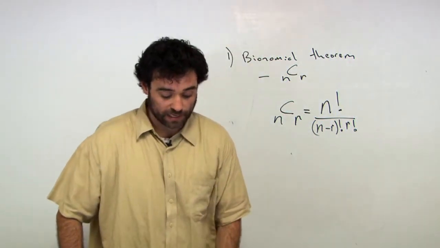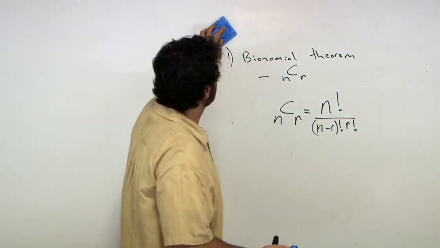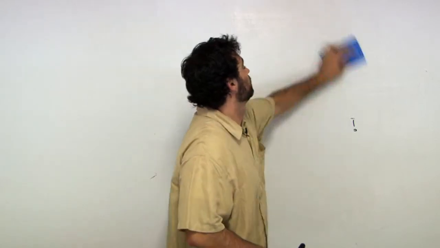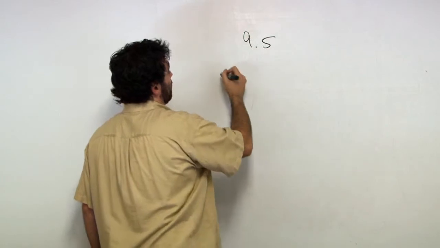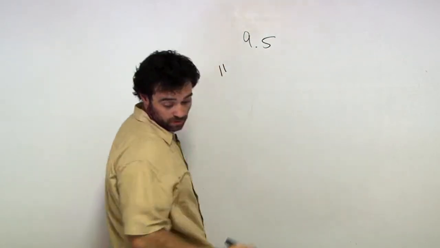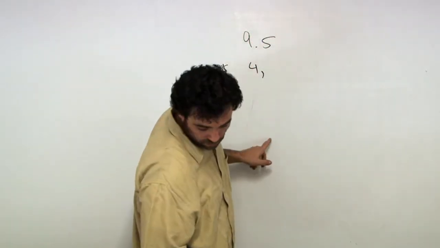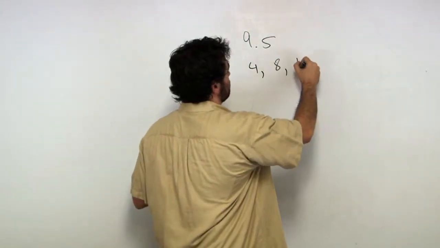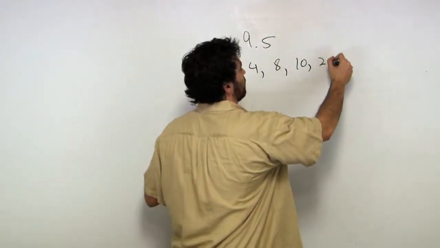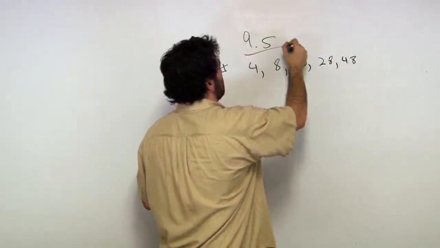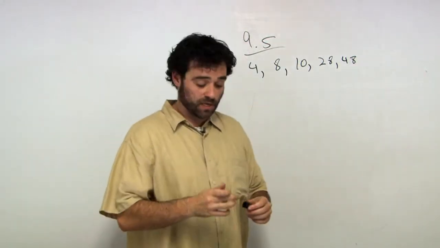All right, so that is a good place to give you guys some practice with this. This is section 9.5, and numbers 4, 8, 10, 28, and 48. So that's section 9.5, covering the binomial theorem and our C's.